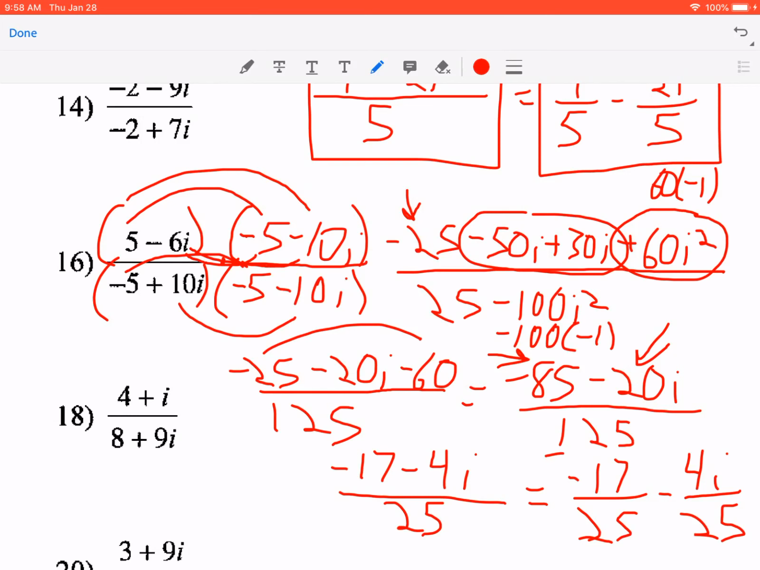And if you can simplify any of those fractions, simplify them, but you can't. So that's the best you can do. All right.